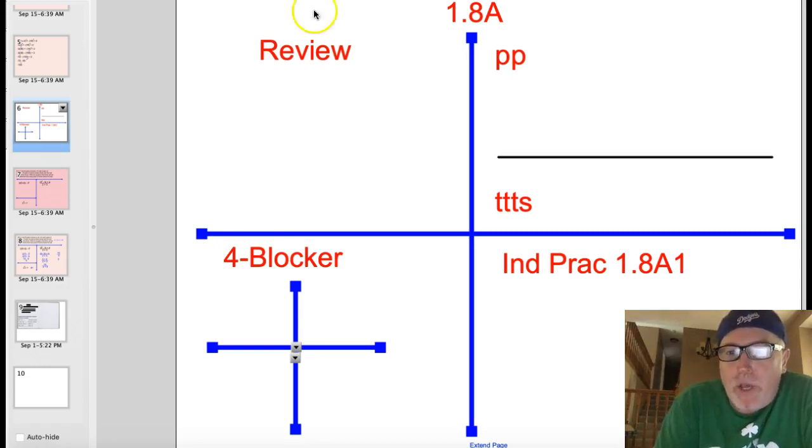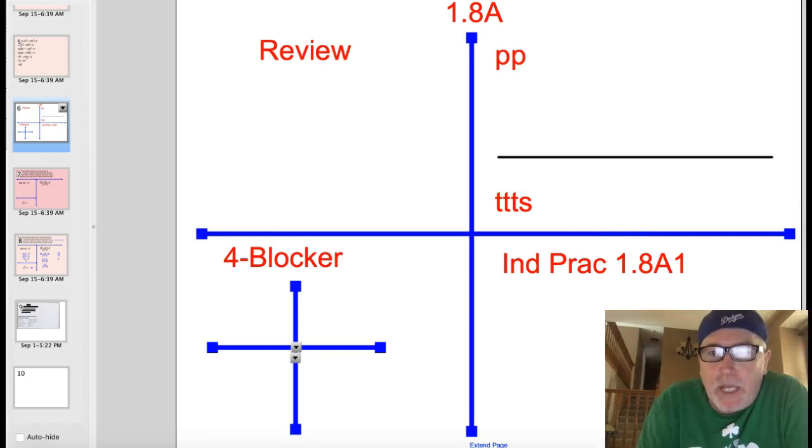So I'm going to have you go ahead and get started on setting up your paper. We're going to do our review questions up here, our pause problems over here, and then a 4-blocker, and you'll have an extra space down here, so if you need to spread out a little bit, you can, because I'm going to have you upload the worksheet for Independent Practice 1.8a from Notability, or if you want to print it out, you can do that as well. Alrighty then. Let's get rolling here.